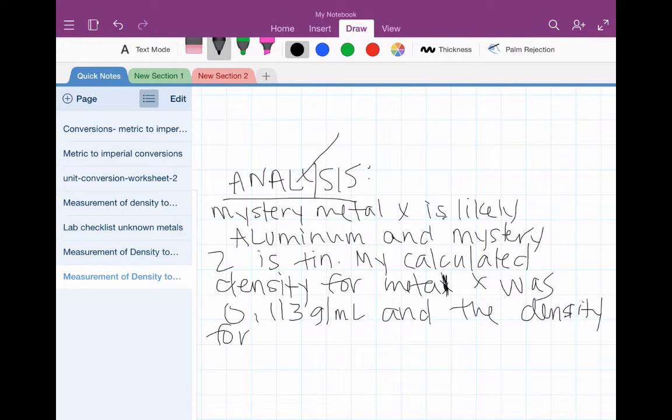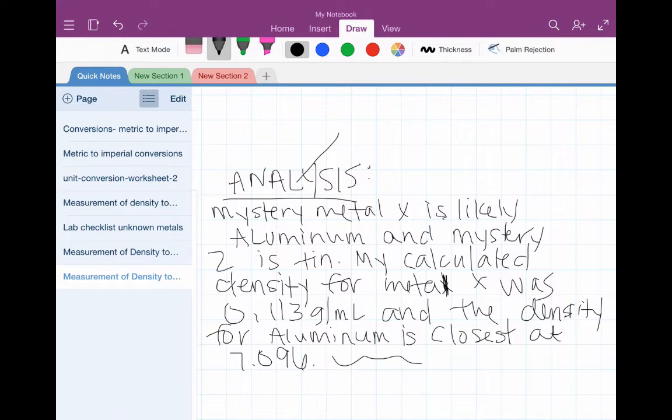for aluminum is closest at whatever that is. We'll pretend it's 7.096 for now. Same thing for your second mystery metal. So we'll continue on giving those numbers, and this is grams per milliliter. Continue on giving those numbers for the second metal.